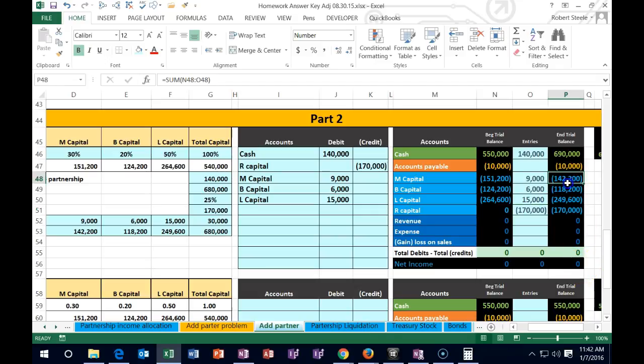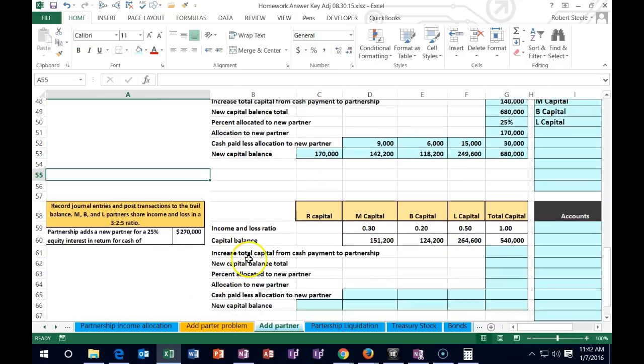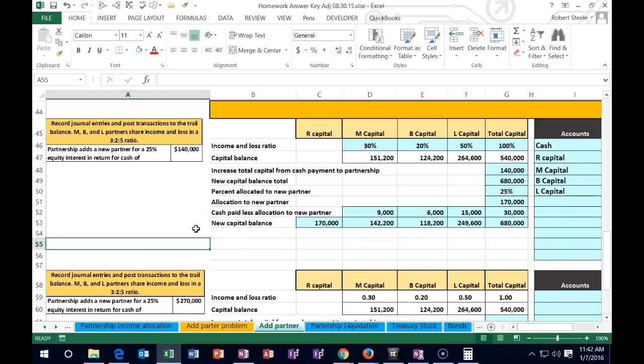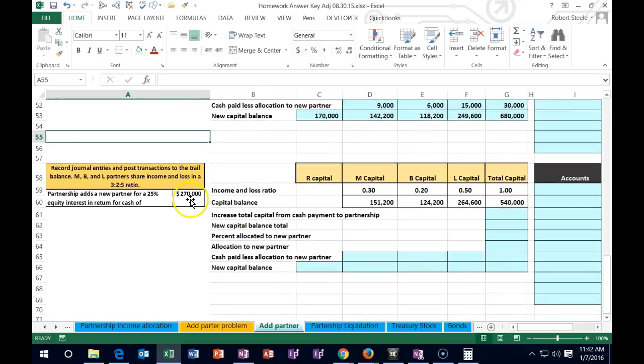If we add up all of our capital accounts now, they tie out to 680, which ties out to the 680 over here. Okay, so we're going to look at one more scenario now, with the same situation. We're going to add a new partner, the new partner still being R. We're still going to put R on the books at a 25% interest. However, now R is going to pay us $270,000 instead of $140,000. So you can see that the reverse kind of thing is going to happen here. Let's see what happens under this scenario.